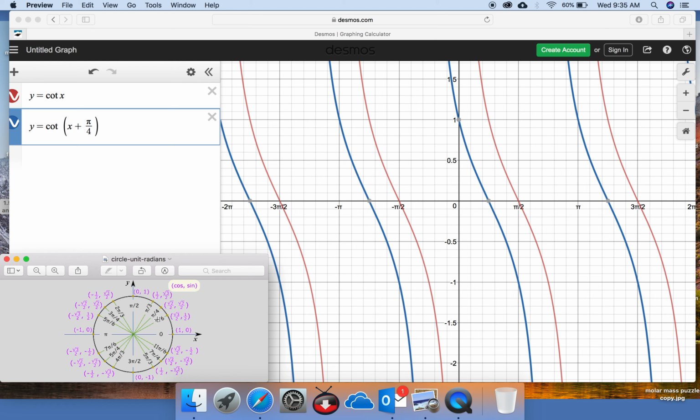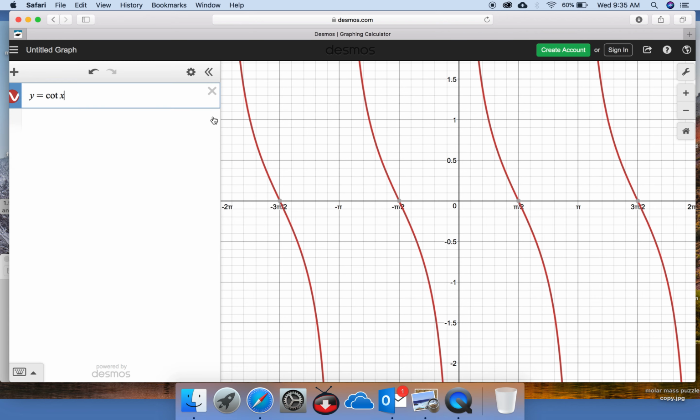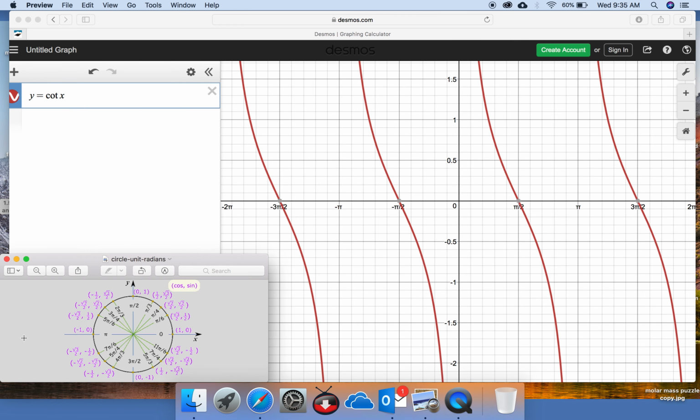And of course, look here where it's going to cross. If cotangent is x over y, it's going to be undefined now at 0, pi, and all the multiples of pi. So that's where your asymptotes are going to be. Let's erase this one so we can see it clearly. So here's my asymptote at negative pi, at 0, at pi.